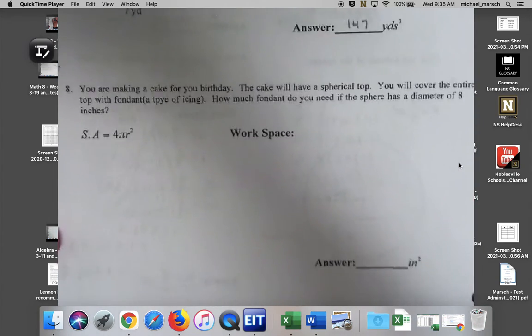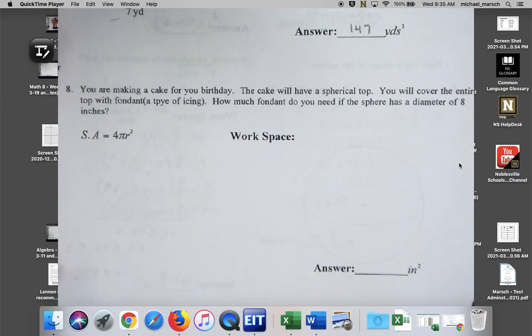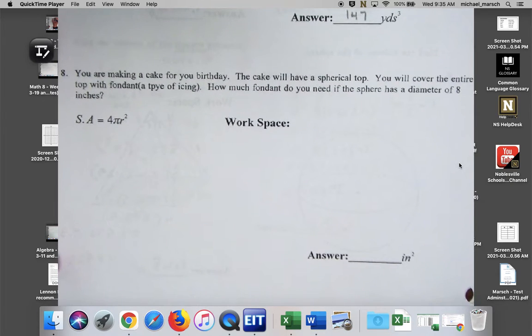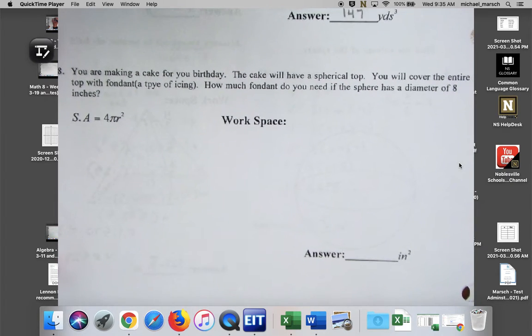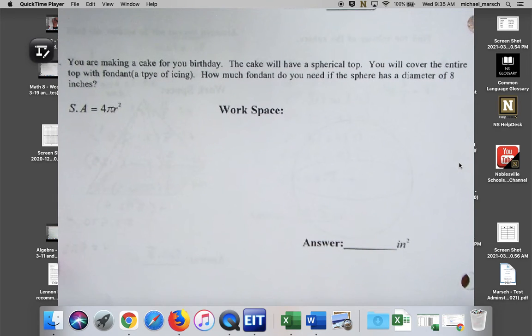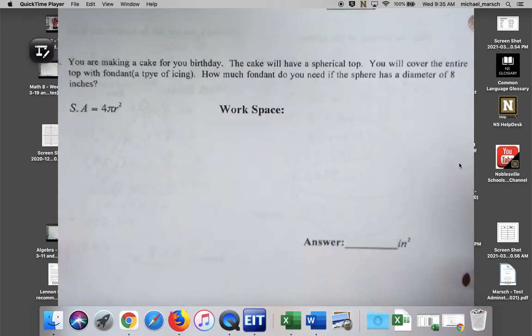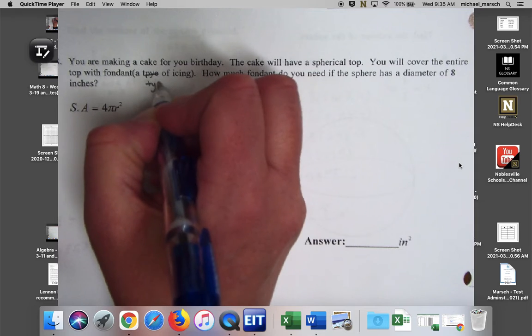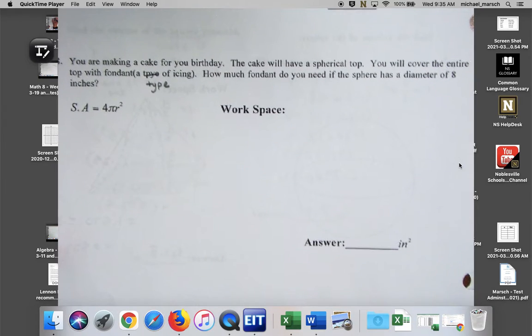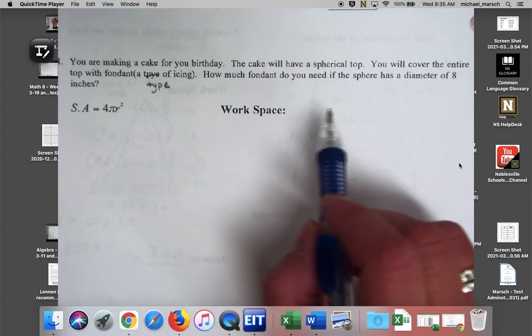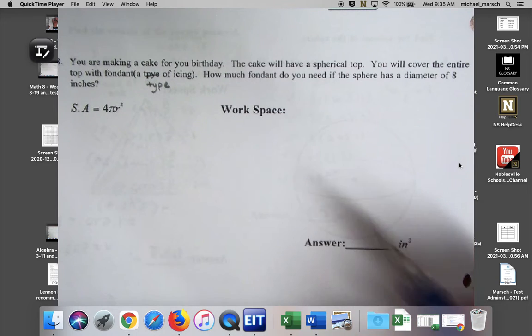Okay, number 8. You are making a cake for your birthday. The cake will have a spherical top. You will cover the entire top with fondant, a type of icing. You guys know what that is. It's like really hard to use, but it makes it look really cool, and it also kind of tastes gross. I don't recommend it. How much fondant do you need if the sphere has a diameter of 8 inches?